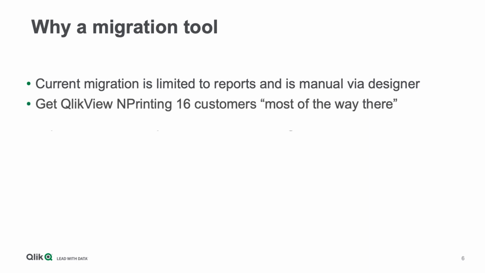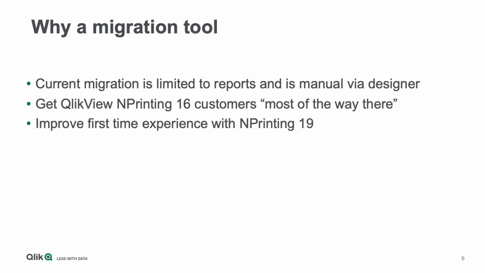So to improve the current process, and get our customers most of the way there. This is not going to be a complete lift and shift. There will still be some entities that need checking following the migration. There will be others that need recreation or new ones to be created entirely. But the idea here is to take the majority of the work that's already been done in an NPrinting 16 project and insert that into the framework of NPrinting 19. This should improve the first-time experience with NPrinting 19 to be less administrative and more about setting up best practices and being able to take advantage of the various efficiencies inside of the product.